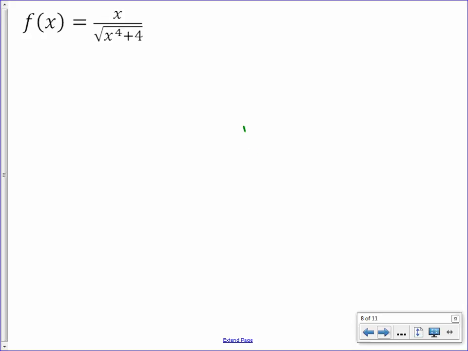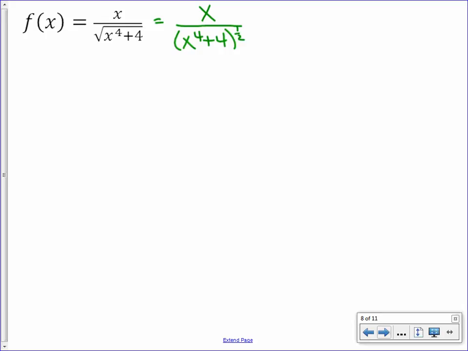Nope. Now, if it was the square root of 4x to the fourth, that would be 2x squared. But with addition, you can't do it. Okay? So, but I would probably write this as x over (x to the fourth plus 4) to the 1/2. Right?